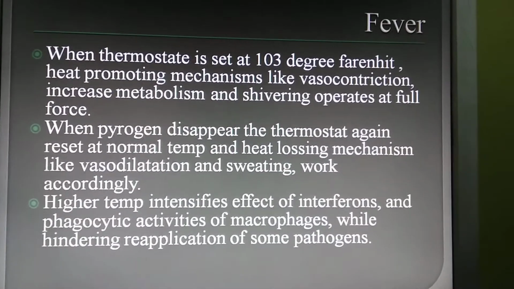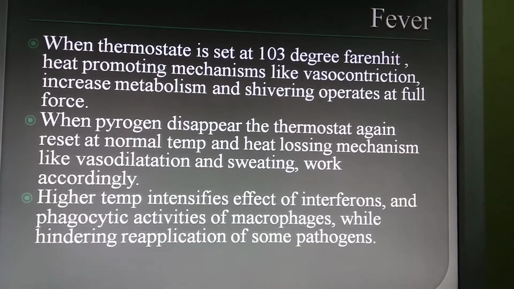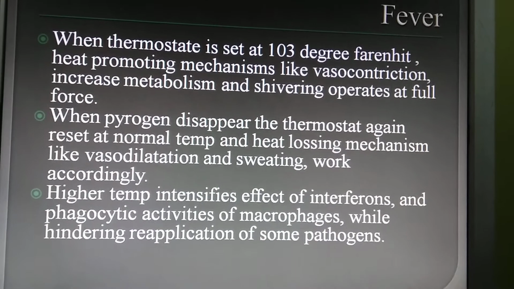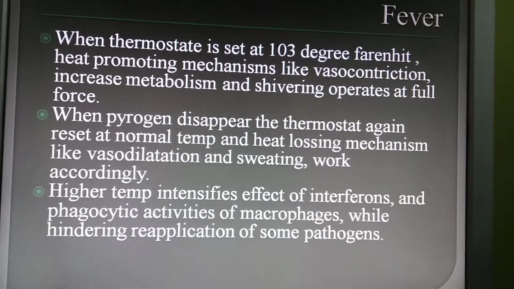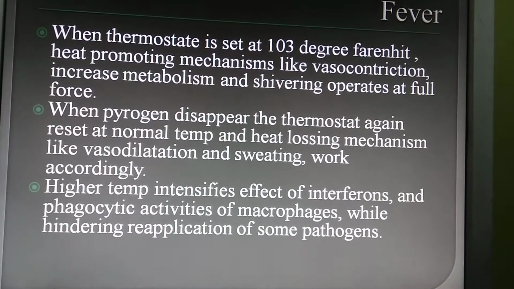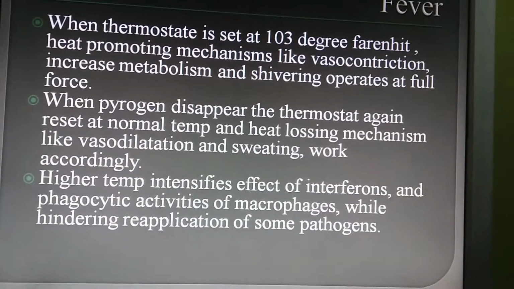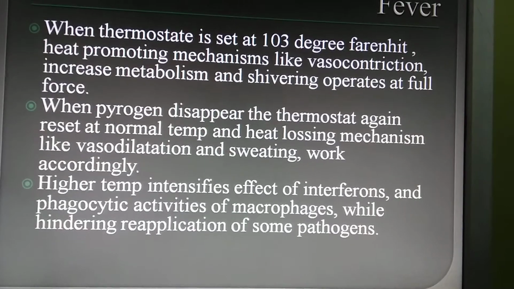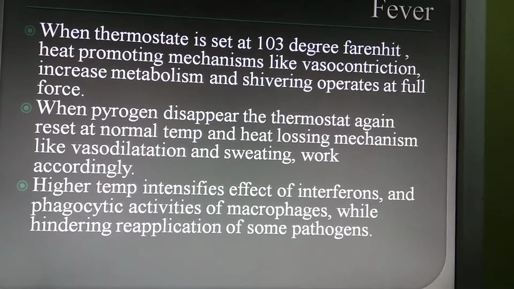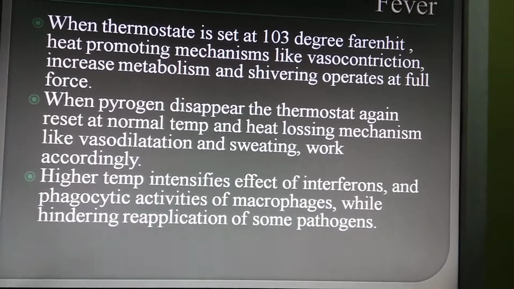When the thermostat is set at 103 degrees Fahrenheit, heat promoting mechanisms like vasoconstriction, increased metabolism, and shivering operate at full force. When pyrogen disappears, the thermostat is again reset at normal temperature, and heat losing mechanisms like vasodilatation and sweating work accordingly. Higher temperature intensifies the effect of interferon and phagocytic activities of macrophages while hindering replication of some pathogens.